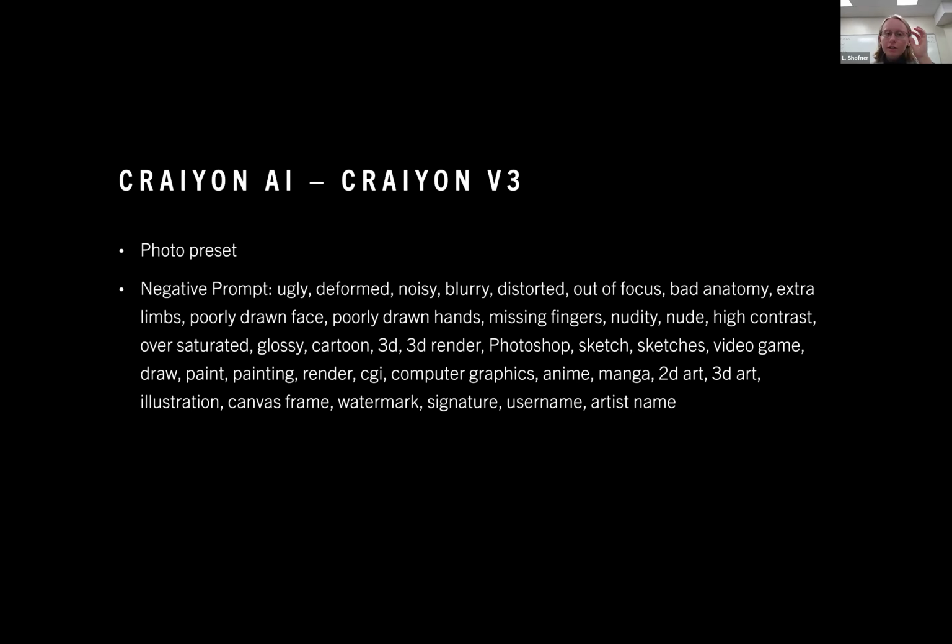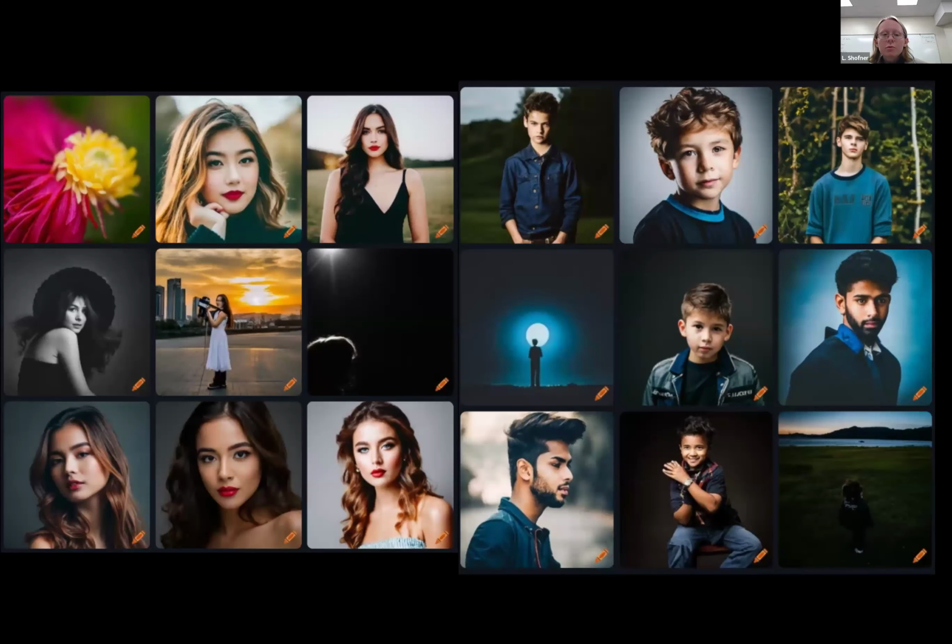The next service was Craiyon, with the Craiyon version 3, using the photo preset. And this is just a negative prompt, so basically just stuff I didn't want it to produce. I tried to get it to be photo. So this is girl and boy. As you can see, again, the girls are a lot older. Some of these could definitely be young women, whereas boys has a wider range. It actually includes younger children.